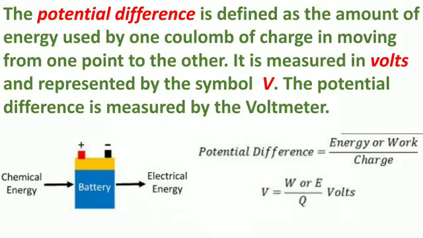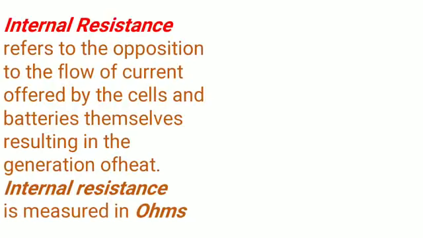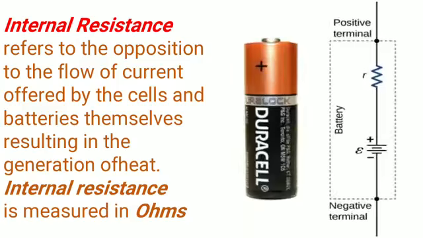Now next to that we have the third term, that is internal resistance. Basically, internal resistance refers to the opposition to the flow of current offered by the cells and batteries themselves, resulting in the generation of heat. Internal resistance is measured in ohm.